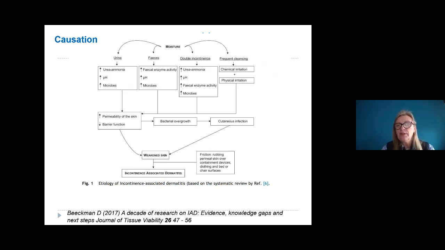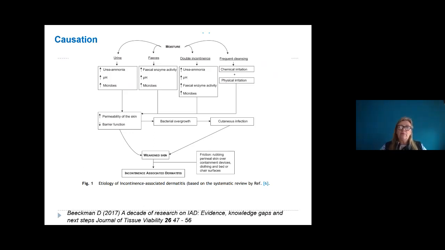With the cleansing agents, particularly if we are using things like non-pH balanced soaps, you can get chemical irritation. And if people are not careful when cleaning the skin, so if they're rubbing the skin or using abrasive cleansing cloths or things like a rough flannel, then that can cause physical irritation to the skin. All of these increase the permeability of the skin and decrease, therefore, the barrier function. If you decrease the barrier function, you've got an increase in microbes, then you get a bacterial overgrowth, which can increase the risk of infection.